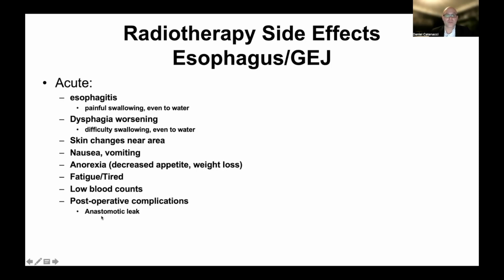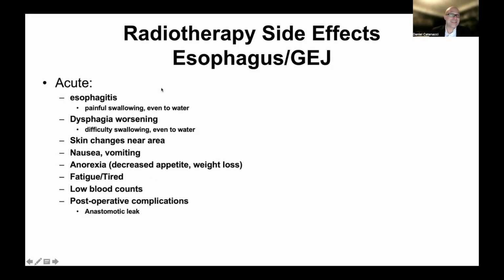And postoperatively, after a curative intent surgery, can increase the risk of something called an anastomotic leak, which we'll talk about in the surgery video. But that's where the two ends of the remaining part of the GI tract are reconnected. And so this anastomosis can leak, and it has a higher risk of leaking after having had prior neoadjuvant radiotherapy.